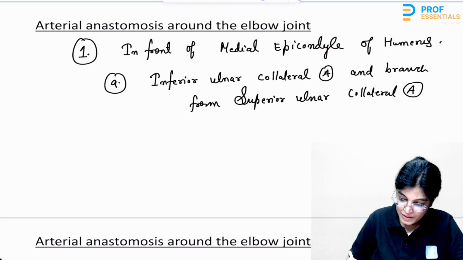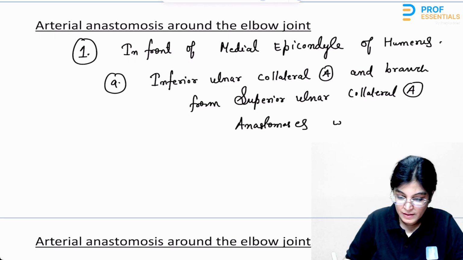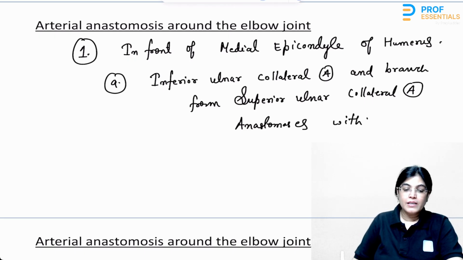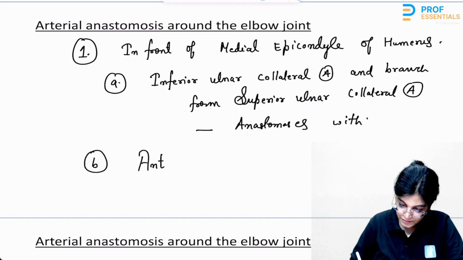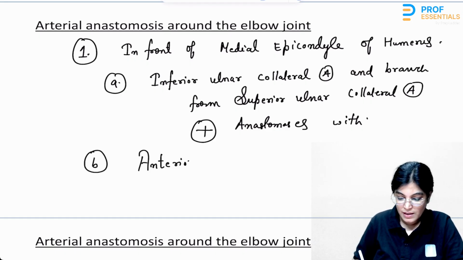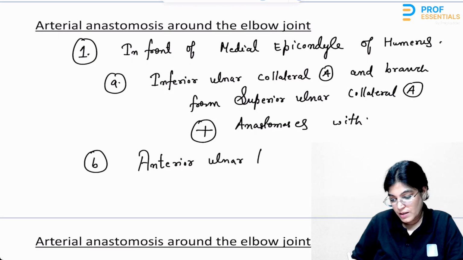This will anastomose with the anterior ulnar recurrent artery.